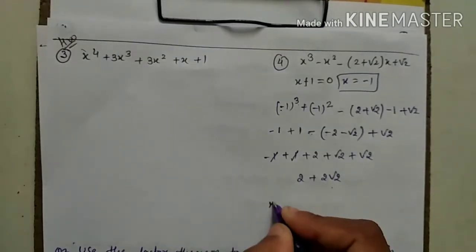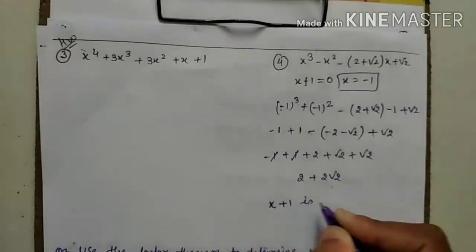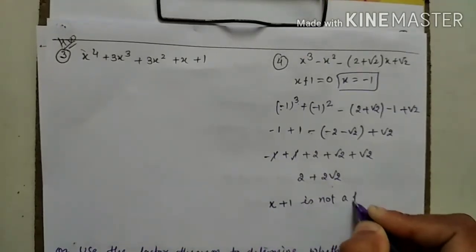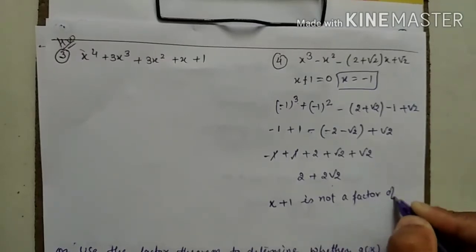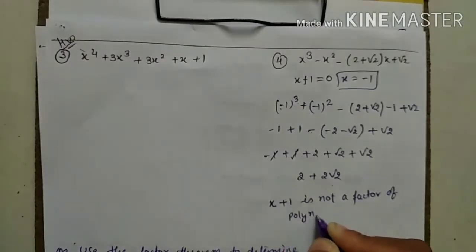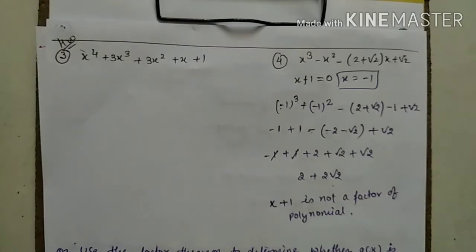So what will you write? x plus 1 is not a factor of the polynomial. Is it clear? This is the solution of this question.